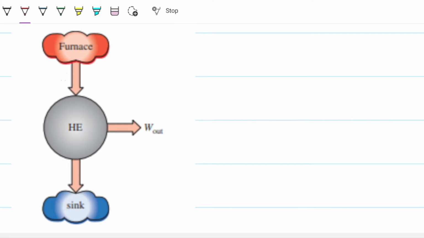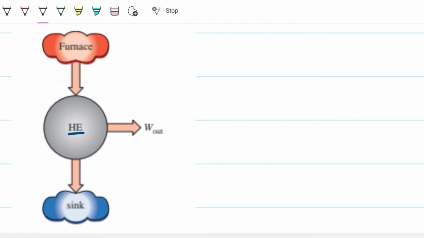Today, a simple problem on the introduction of the second law. Here we have a little drawing of a system. We have an engine, a heat engine, HE for heat engine, that is gaining some energy from a hot source and outputting some energy to a sink. And with that, it outputs some work.